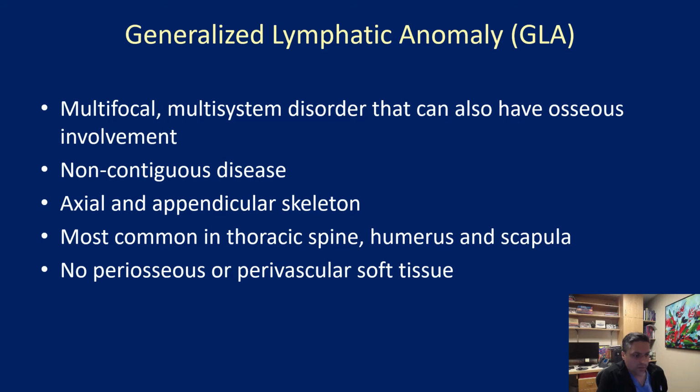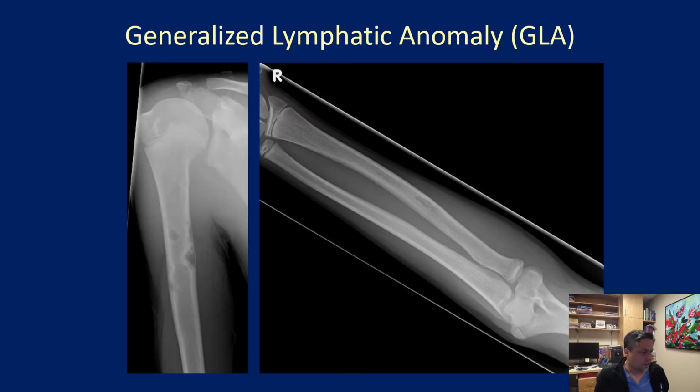The most common sites are thoracic spine, humerus, and scapula, and also in contrast to Gorham-Stout disease and the other conditions we will discuss later, there is no evidence of periosseous or perivascular soft tissue disease. These radiographs demonstrate the most characteristic findings seen in GLA, with well-defined punched-out lesions seen on radiography.